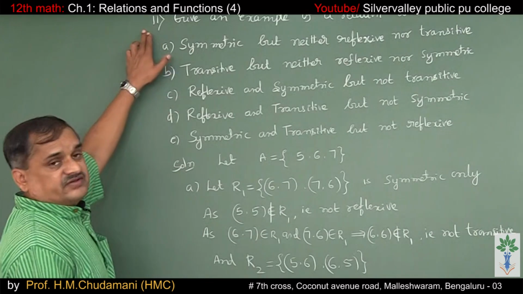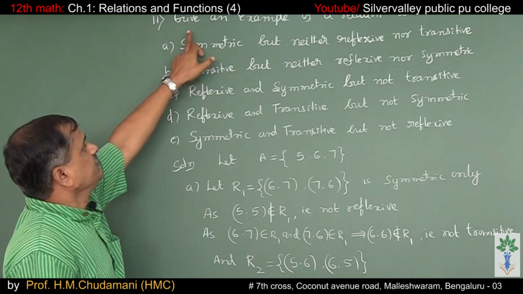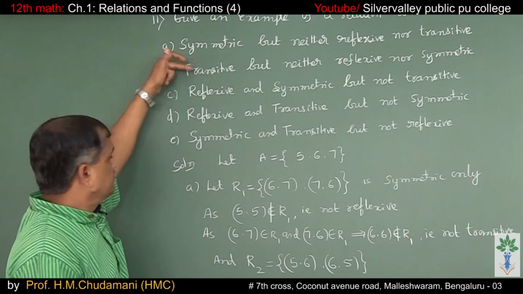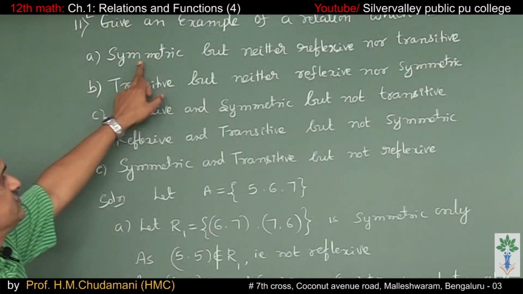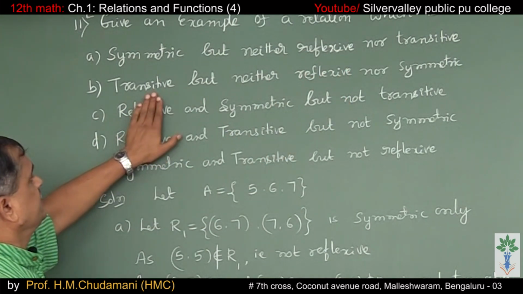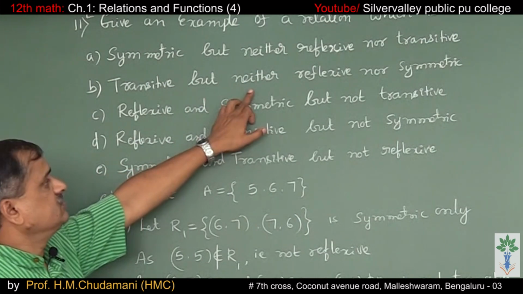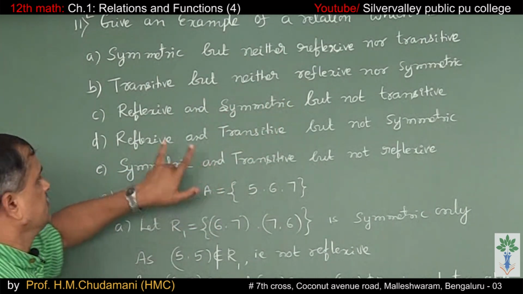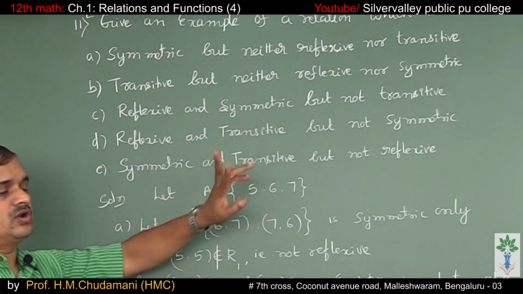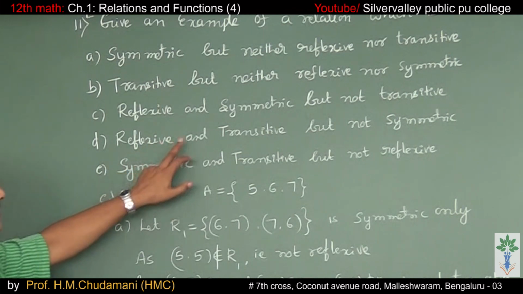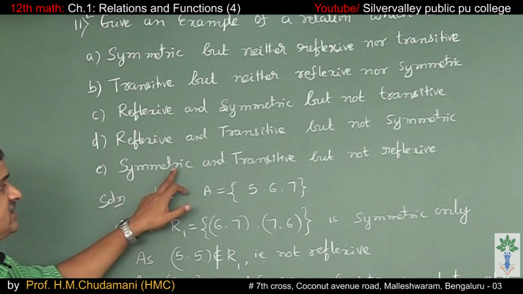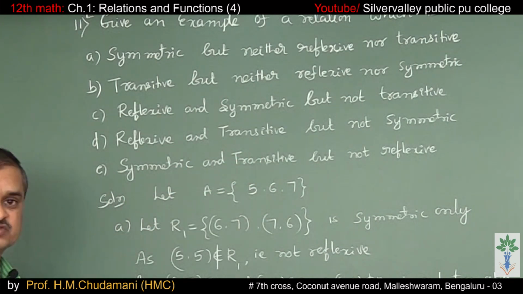The next, the 11th one, an exercise problem. Give an example of a relation which is, there are 5 cases. A, symmetric but neither reflexive nor transitive. The second one, transitive but neither reflexive nor symmetric. The third case, reflexive and symmetric but not a transitive relation. D, reflexive and transitive but not symmetric. E, symmetric and transitive but not reflexive.